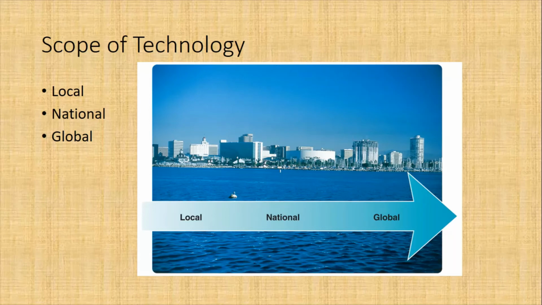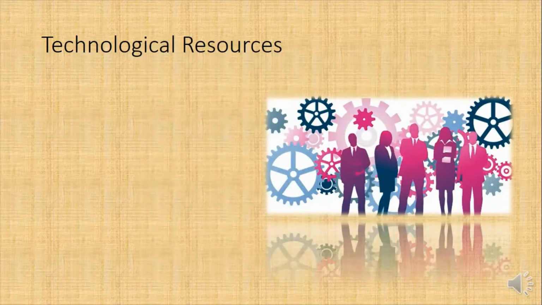So when we talk about the scope of technology, yes, the majority of things are created for the local level, but they'll have an immediate local level impact. Then you have fewer things created nationally, but they would have a greater national impact. And even fewer things created globally, but they would have the potential of having a huge global impact. Then we'll talk about technological resources.